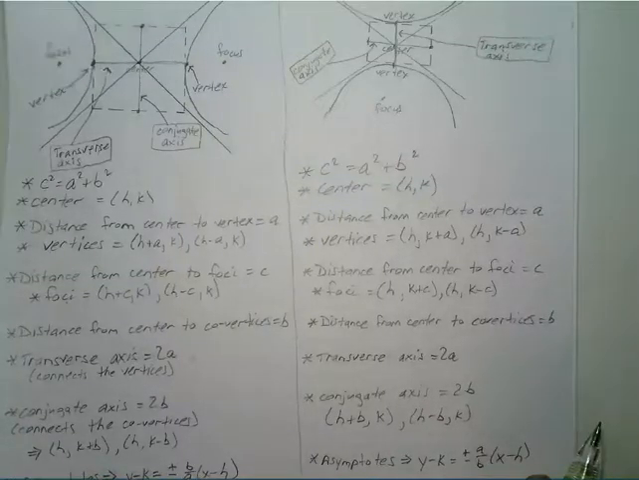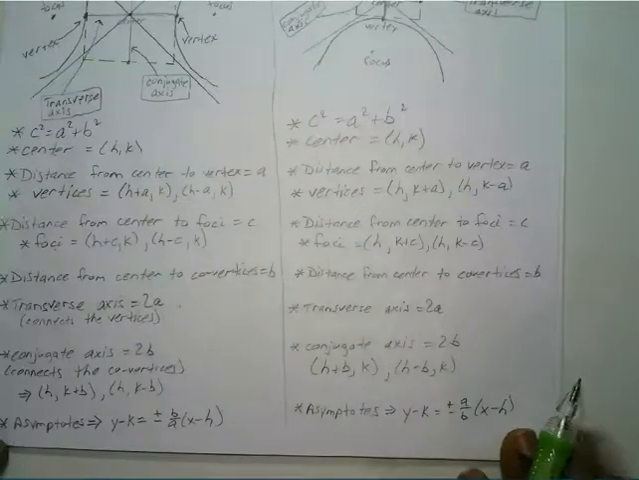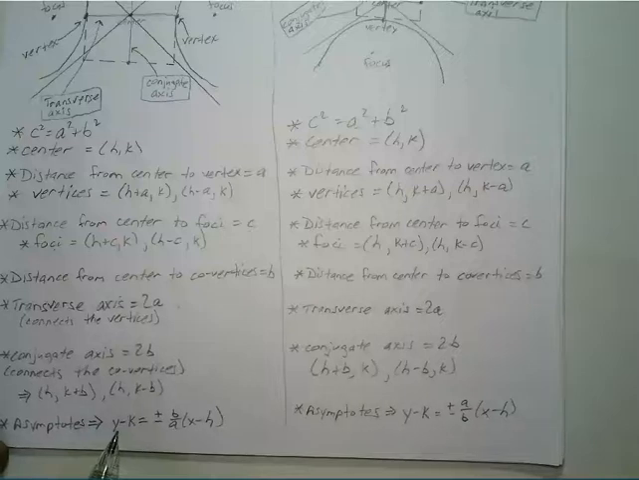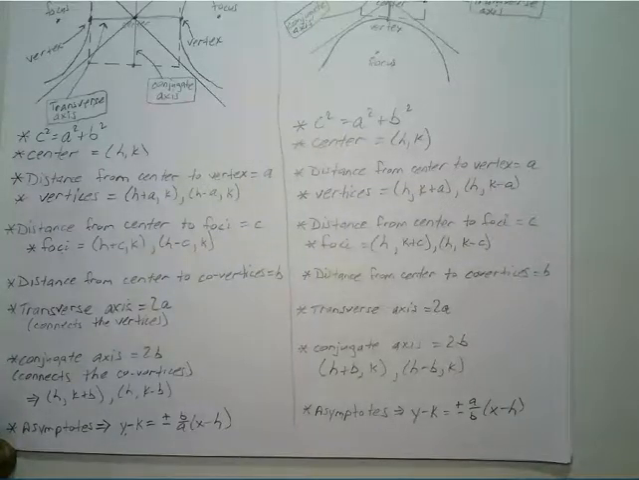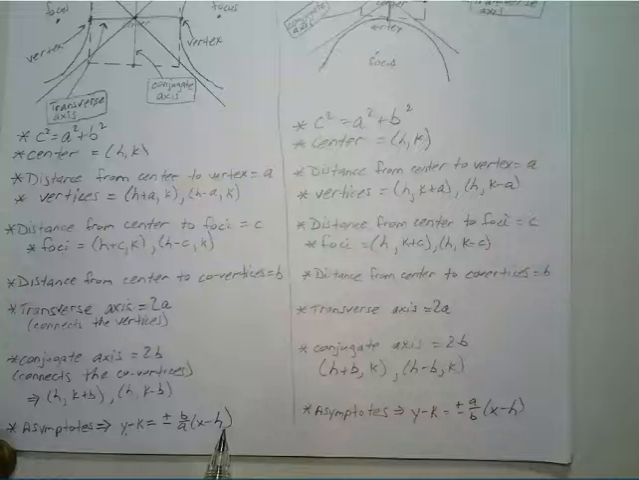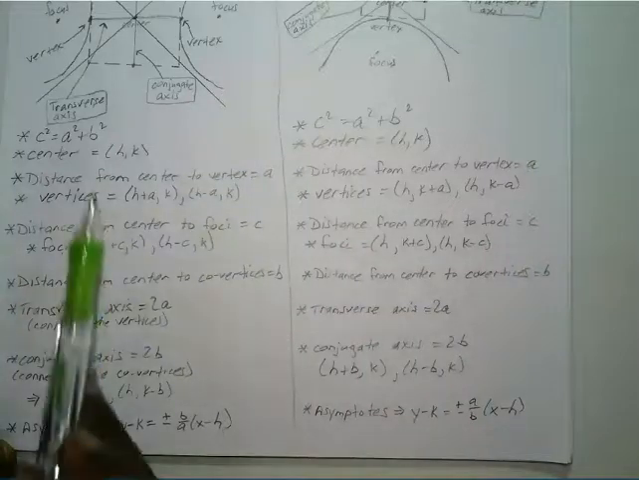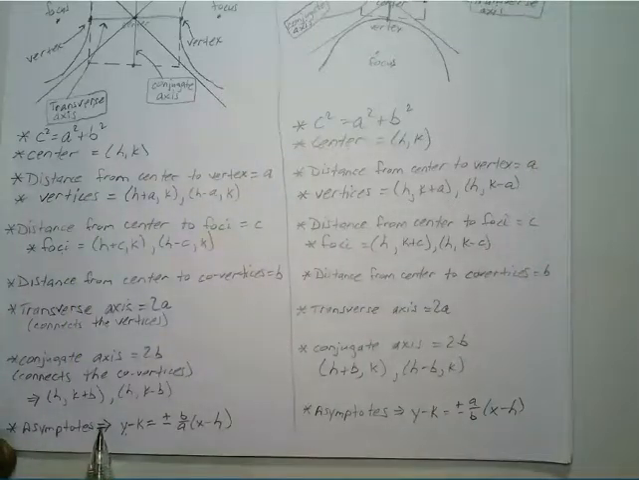And of course, we already know your asymptote generalized formula. Remember, the one that we did was centered at (0, 0). But if it's not centered at (0, 0), if it's shifting to the left, to the right, up and down, this is your general formula to find your asymptote. You have y minus k equals plus or minus b over a times (x minus h). Remember, these are for the horizontal vertices.